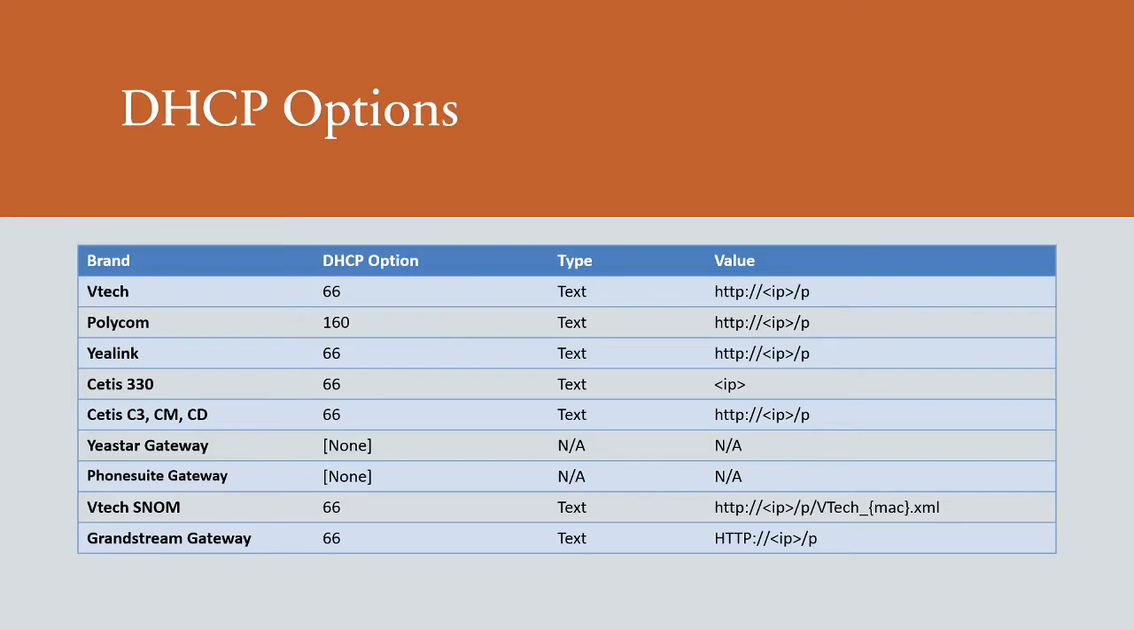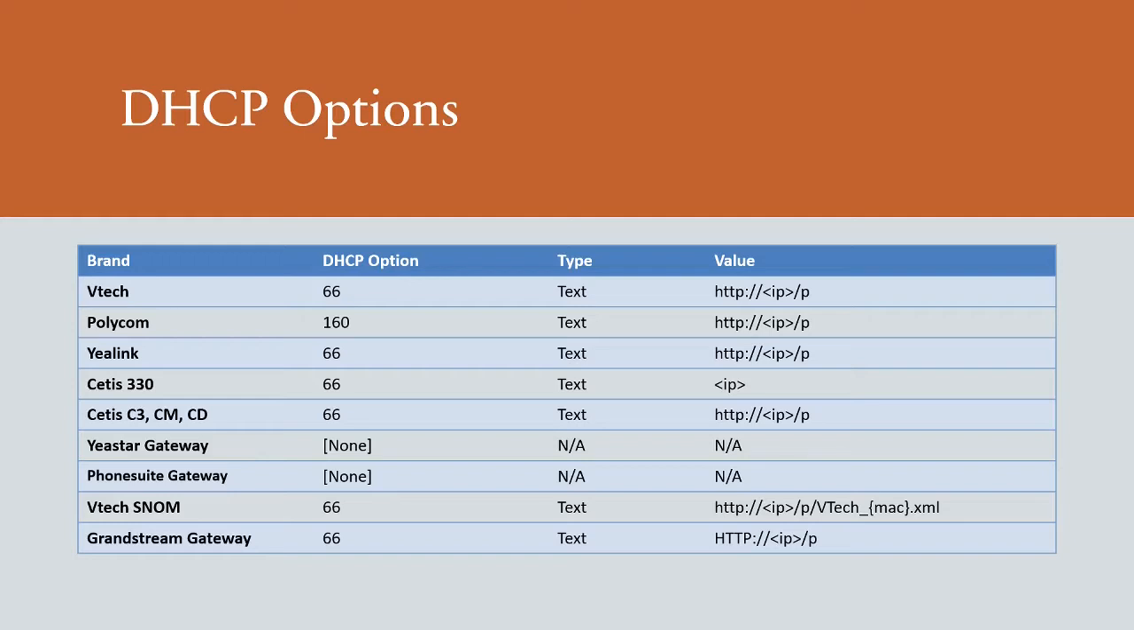Here is a breakdown of the different options that you'll need for the varying devices that you might use. So you'll see you have VTech, Yealink, Citus, Grandstream gateways. They all use option 66. Polycom is a little bit different. It decided to use option 160, but in all other regards, it is identical to option 66. The only difference is when you're setting up your router, you put option 160 and not 66. I'm not sure why Polycom did this, but they did.